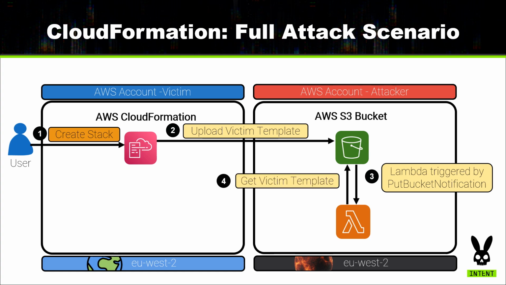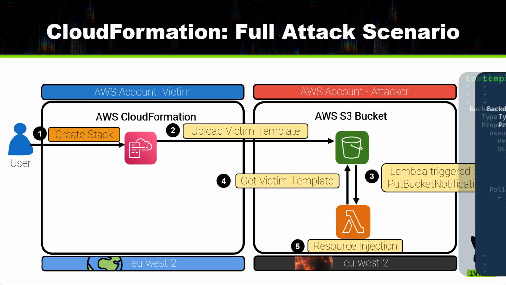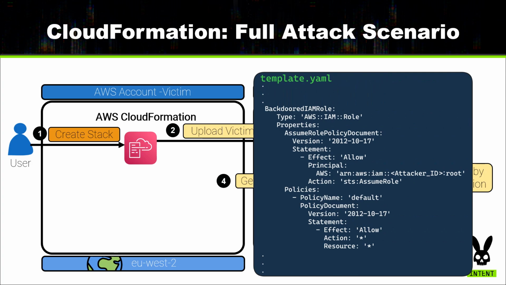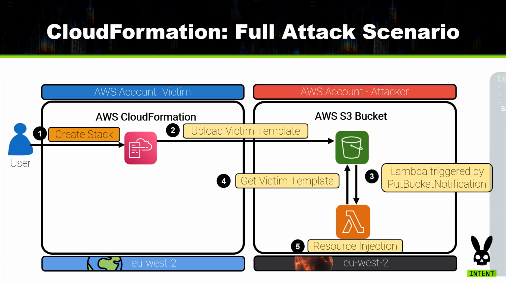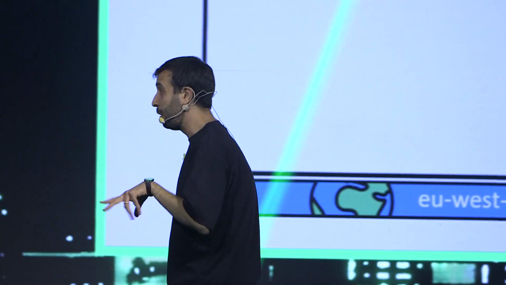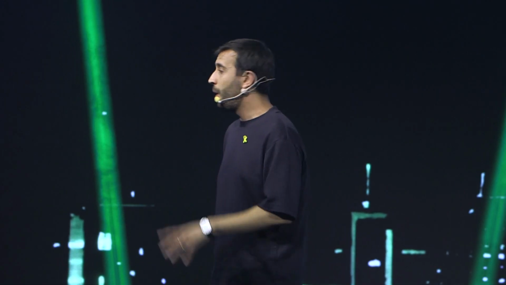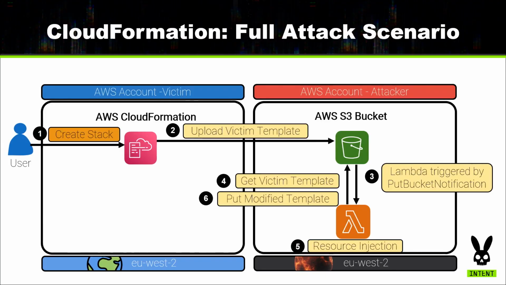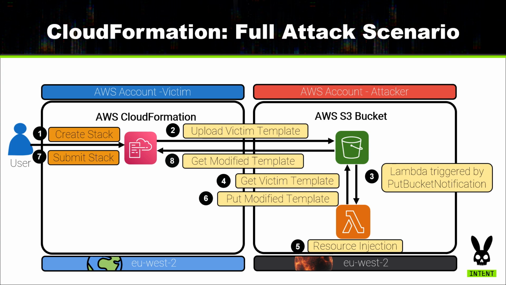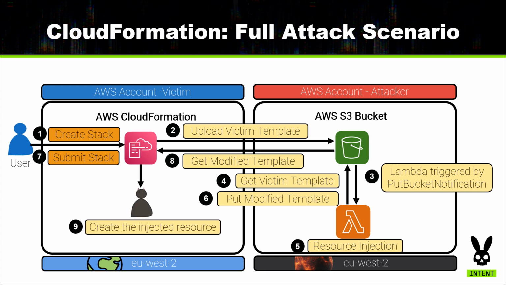this template file will be stored in the attacker S3 bucket, and the Lambda will be triggered. The Lambda will get the template file from this S3 bucket and perform a resource injection. In this case, the Lambda injects an admin role that can be assumed by the attacker. So now the Lambda puts this backdoor template file to this S3 bucket. So after the user tries to deploy this template file and actually does something that's called submit stack, the previously vulnerable CloudFormation service will get the template file from the attacker S3 bucket and create the injected resource. So we have here an admin role on another account.